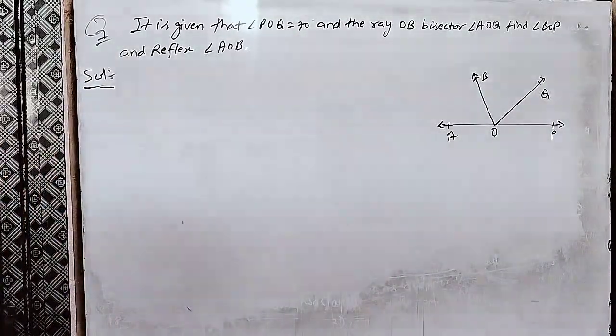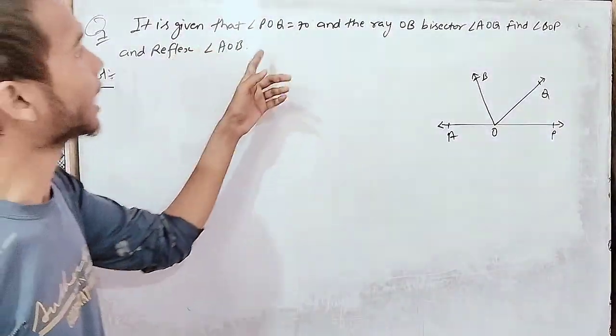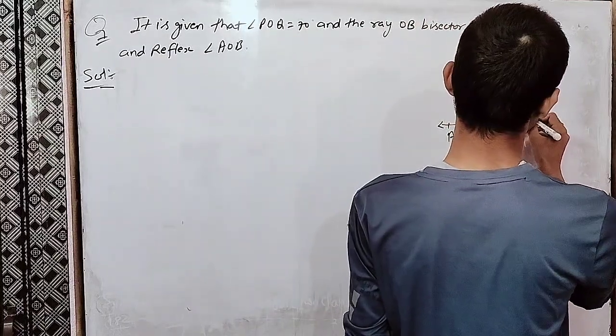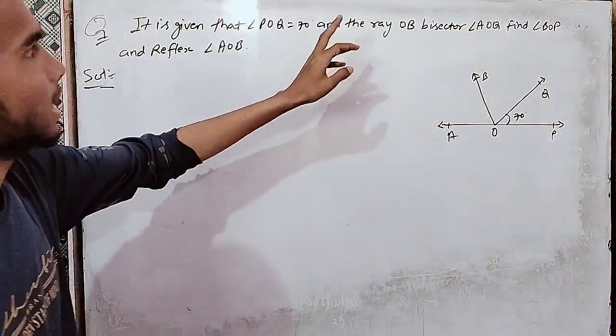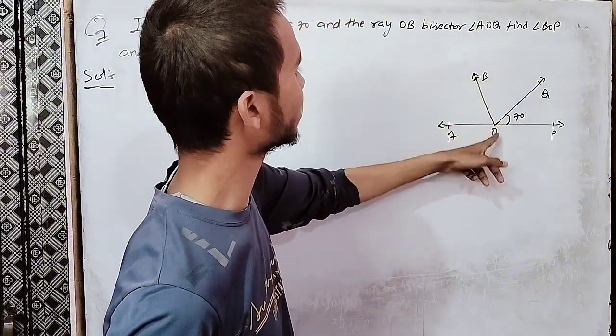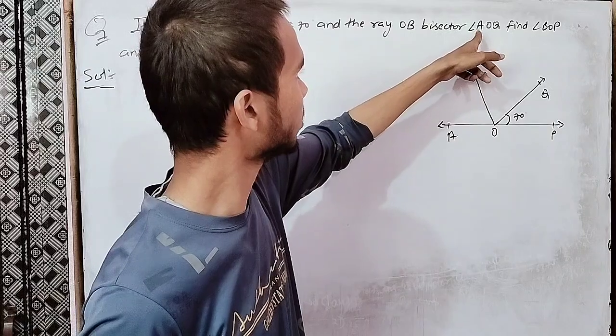First, it is already given. One second. Already it is given that angle POQ is how much? 70 degree. And the ray OB, this is OB, is a bisector. OB is a bisector of angle AOQ.